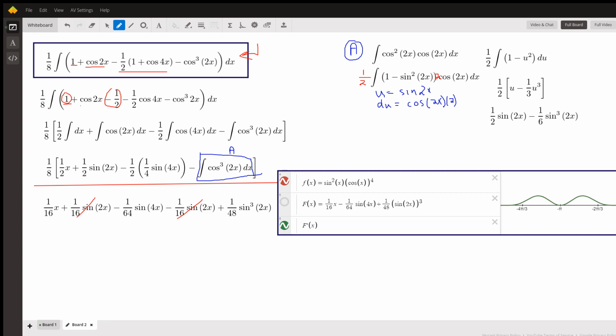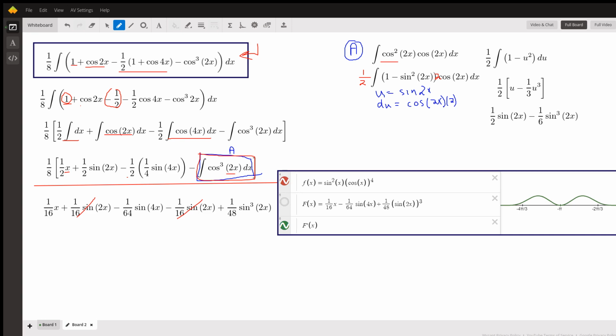So the antiderivative of this is just x. The antiderivative of this using u substitution is 1/2 sine of 2x. The antiderivative of this is 1/4 sine of 4x. There's the 1/2 out front, minus 1/2 out front. And now let's go work on this guy, cosine cubed. What's the antiderivative of cosine cubed of 2x?